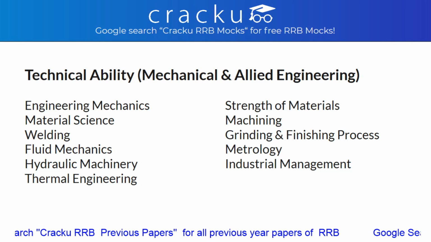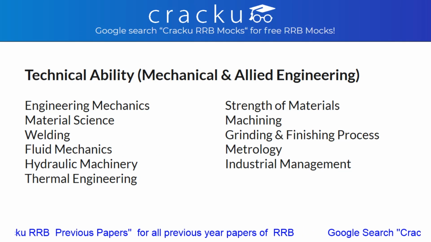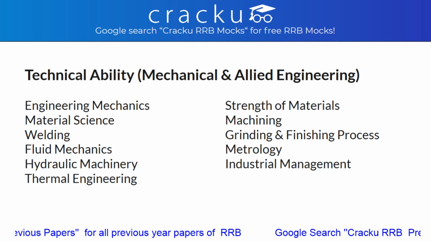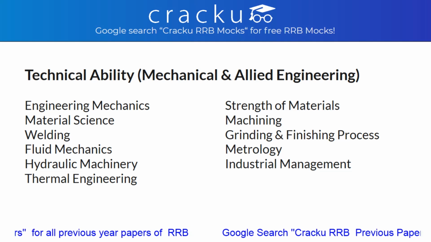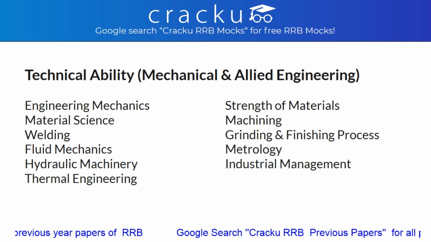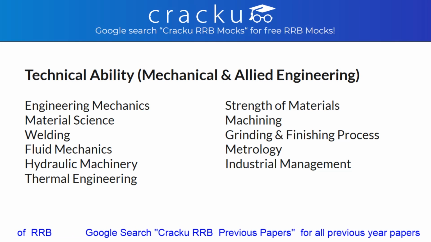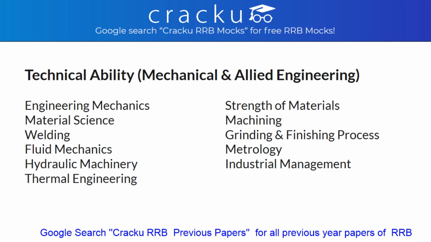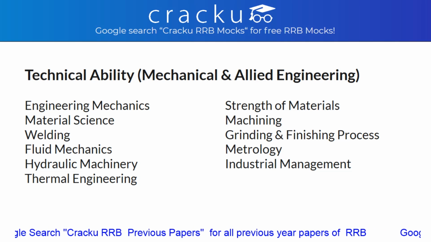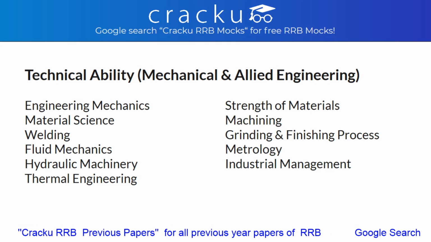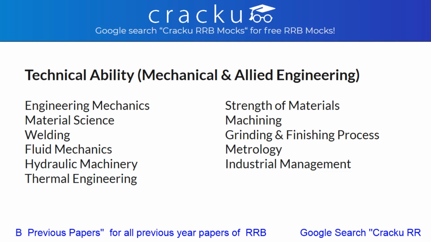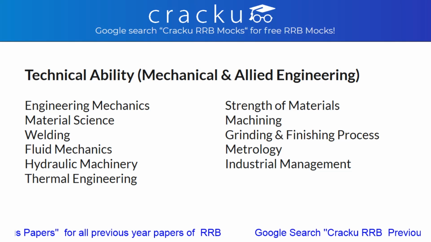For mechanical and allied engineering branches, the areas that are tested are engineering mechanics, material science, welding, fluid mechanics, hydraulic machinery, thermal engineering, strength of materials, machining, grinding and finishing process, metrology, and industrial management.